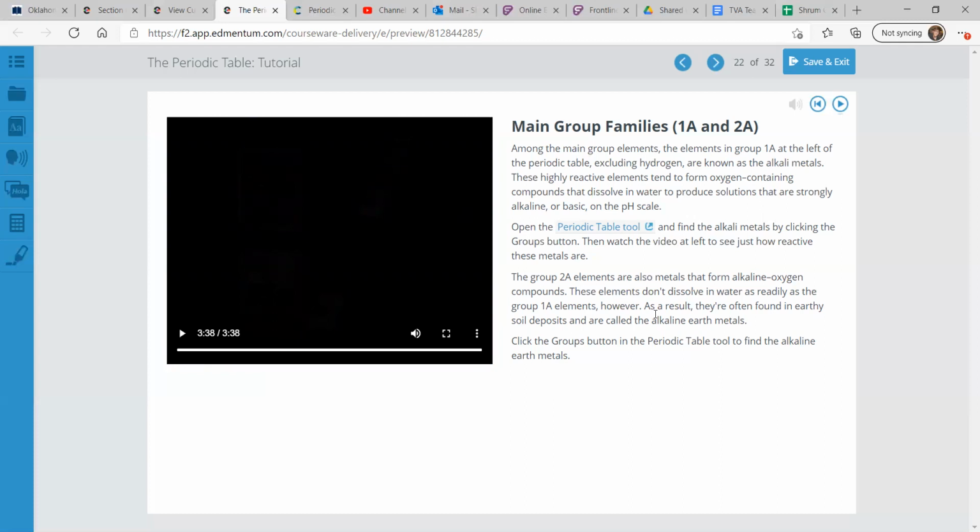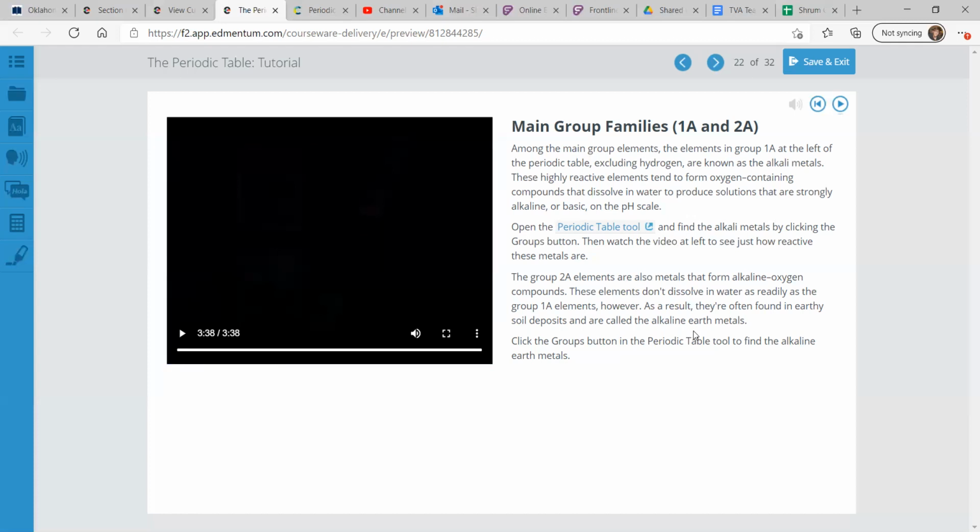All right, so you see how combining experiments and predictions from the table, you can predict what is going to happen. Among the main group elements, the elements in group 1A at the left of the periodic table, excluding hydrogen, are known as the alkali metals, highly reactive elements, and they tend to form oxygen-containing compounds that dissolve in water to produce solutions that are strongly alkaline or basic on the pH scale.